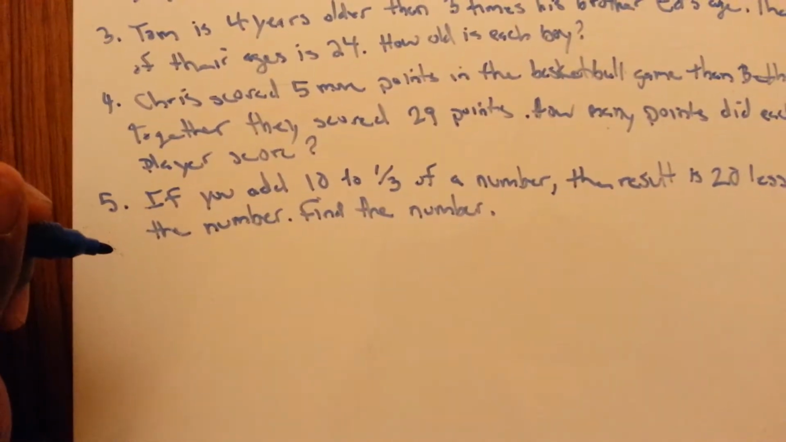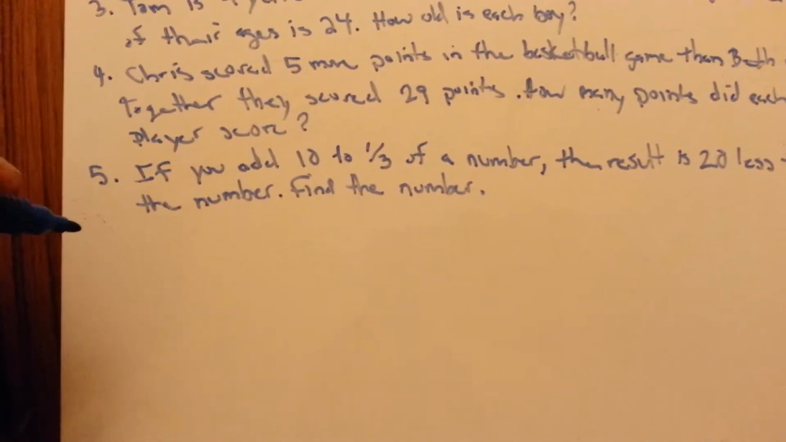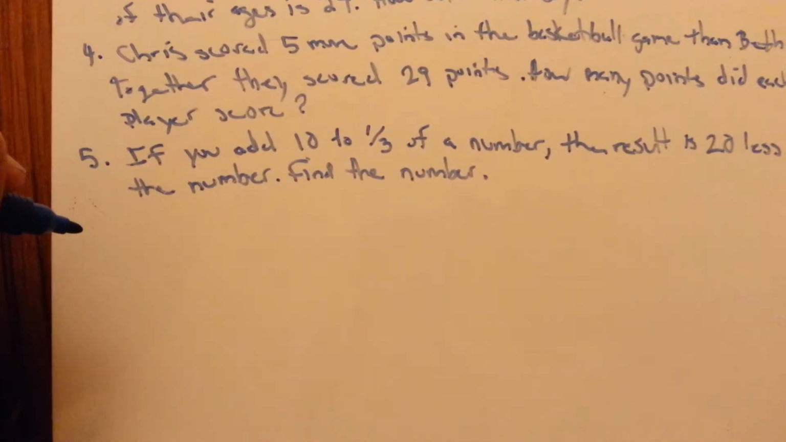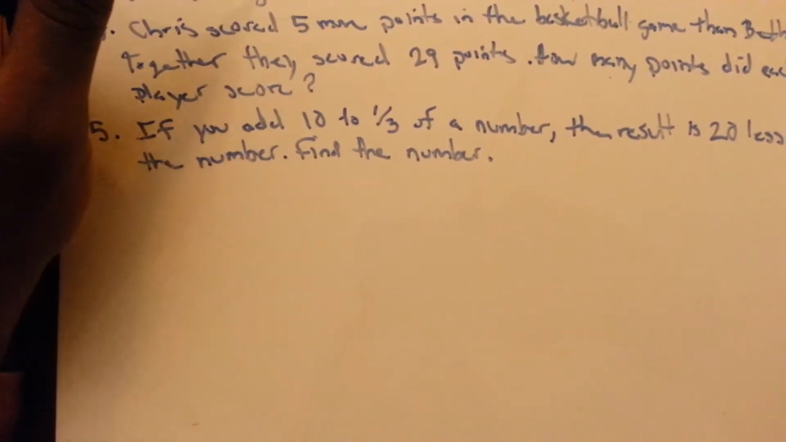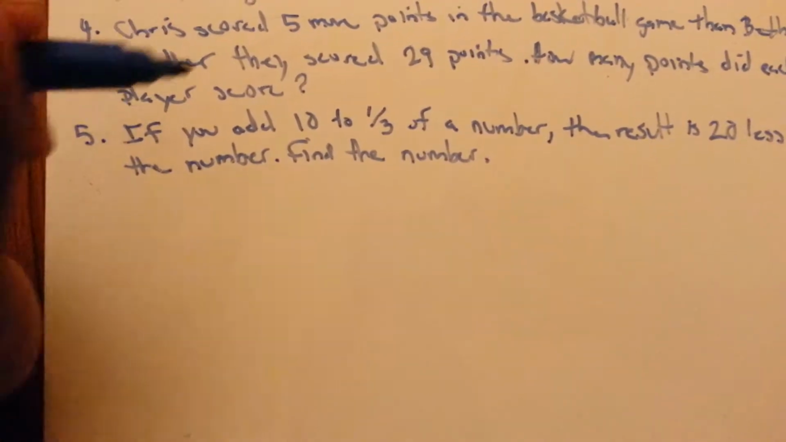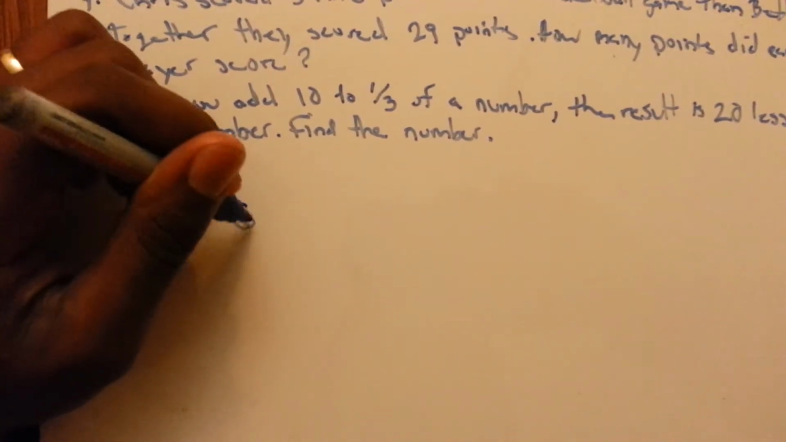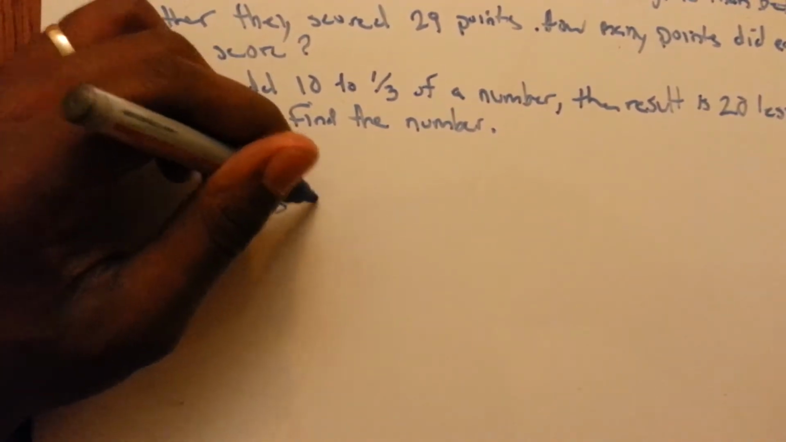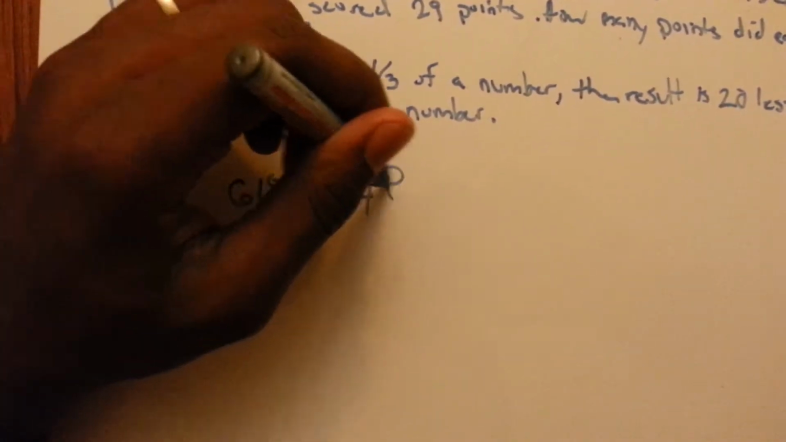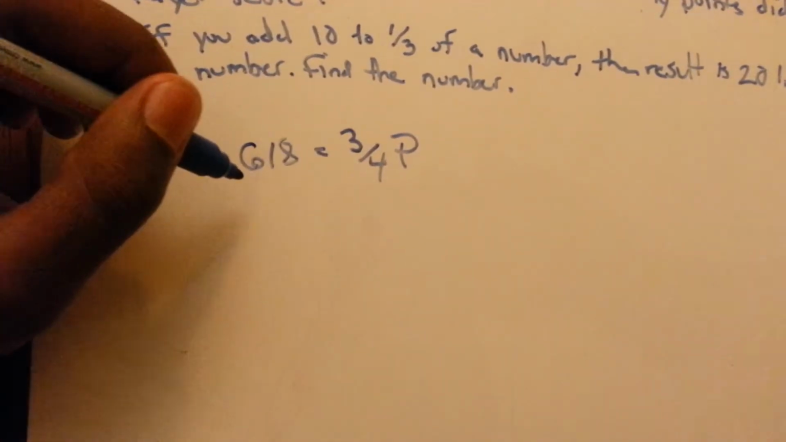Alright, Molly has 3/4 of the points she needs to win a trip. She has 618 points so far. What is the total number of points needed to win? So we have to figure out how many points she needs to win this trip. We know she already has 618 points, so 618 equals 3/4 of P, or the points that she needs.